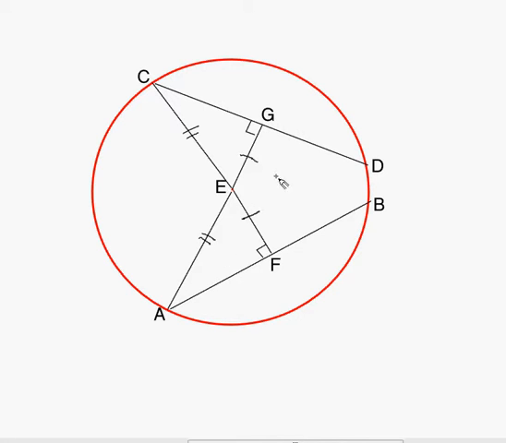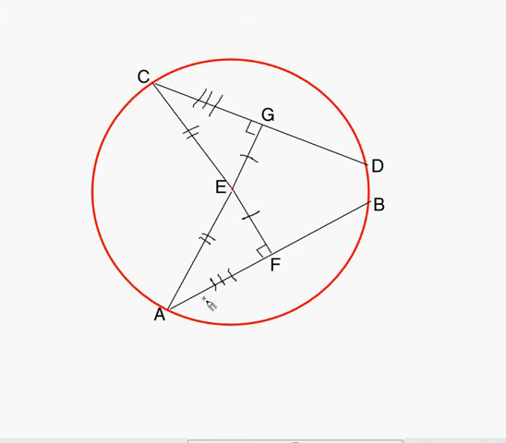And at this point, we have a set of right triangles, CGE and EFA, both of which have one hypotenuse congruent and one leg congruent to each other. So therefore, we know by hypotenuse leg that these two triangles are congruent. Since they're congruent, we know that the third side, which is AF in one triangle and CG in another triangle, are also congruent to each other. So what we have so far is that line segment AF is congruent to line segment CG.